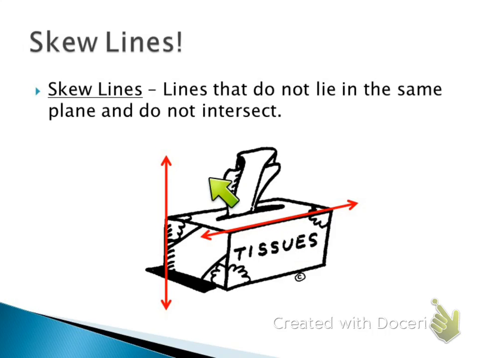So you can't think of it as a 2D flat figure. You have to actually imagine it as a 3D object. You're holding it in your hand, okay? So again, those are called skew lines. So they don't intersect, but they are not on the same plane. Any questions on skew lines?